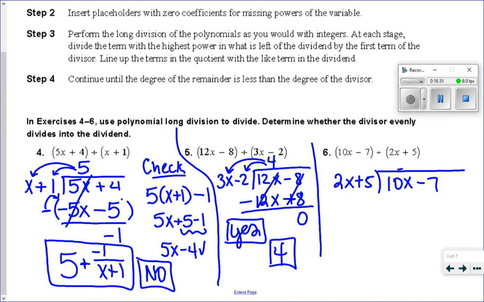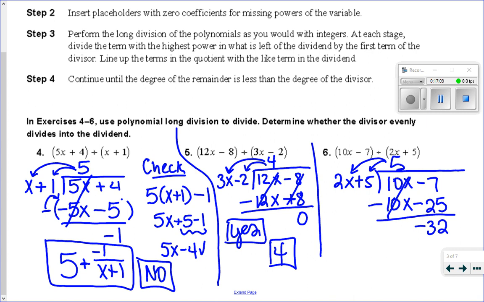Okay, so hopefully that gave you an opportunity to check. I've already set up the problem. If I ask myself 2x times what gives me 10x, I know the answer to that is 5. And then we'll distribute that down. So 5 times 2x is 10x. And then in the second term, 5 times 5 is 25. And then I will drop my line and subtract both terms, so change the sign on both, and then combine straight down. So this cancels, but negative 7 and negative 25 don't cancel. They actually combine and give me a remainder of negative 32.